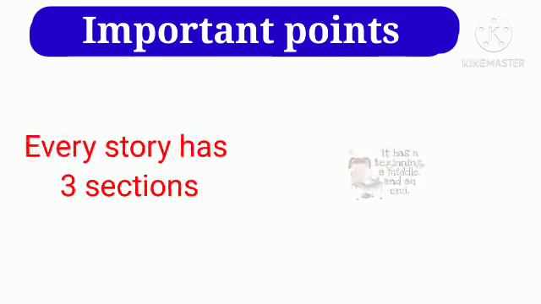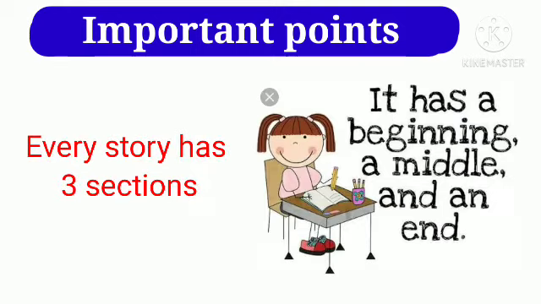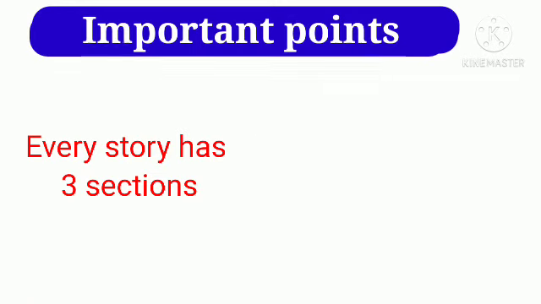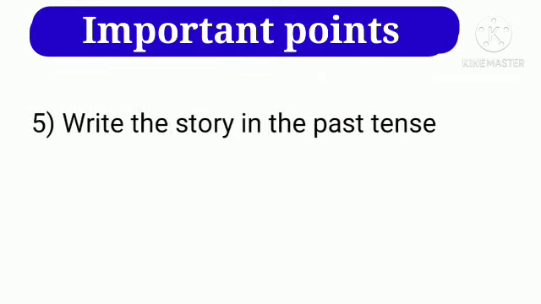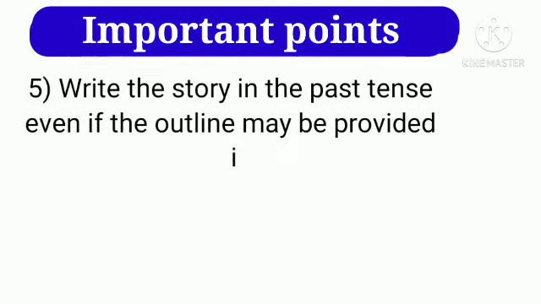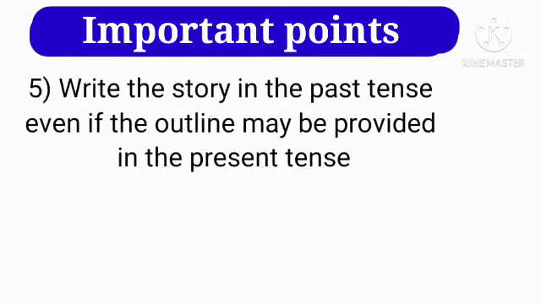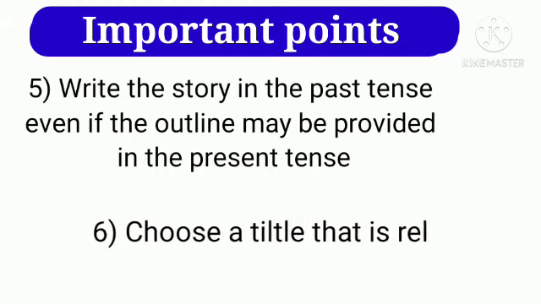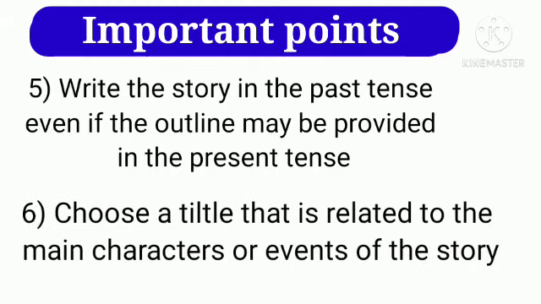Every story has 3 sections: a beginning, that is the introduction part, a body or middle, and an ending. Ending means climax. Climax is a turning point. It means that your story is reaching its end. Write the story in the past tense even if the outline may be provided in the present tense. Choose a title that is related to the main characters or events of the story.